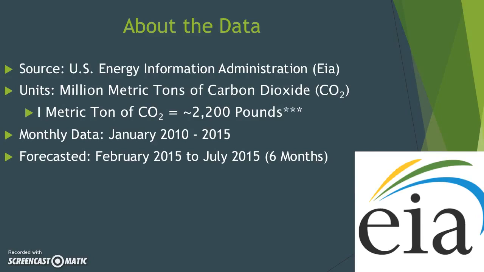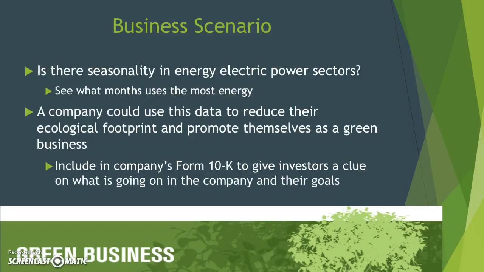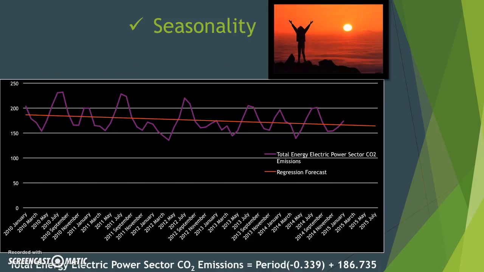It's monthly data from January 2010 to 2015, and I forecasted from February 2015 to July 2015, so just 6 months. So a business scenario, I want to see if there is seasonality in the electric power sectors and which month uses the most energy. A company could use this data to reduce their ecological footprint and promote themselves as a green business. This could be included in a company's Form 10K to give investors a clue of what's going on in their company and the goals of becoming a green business.